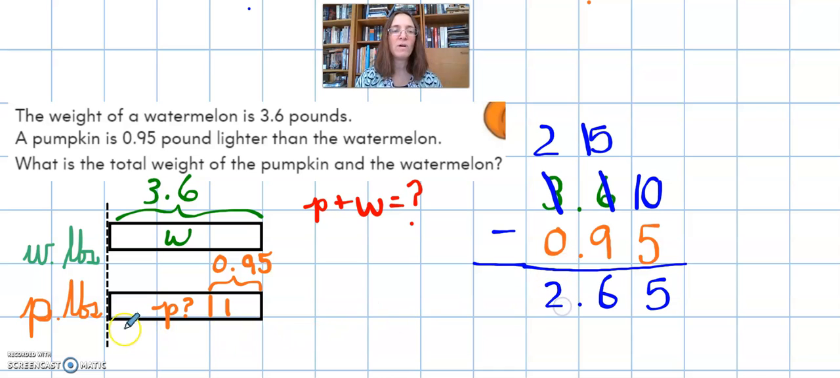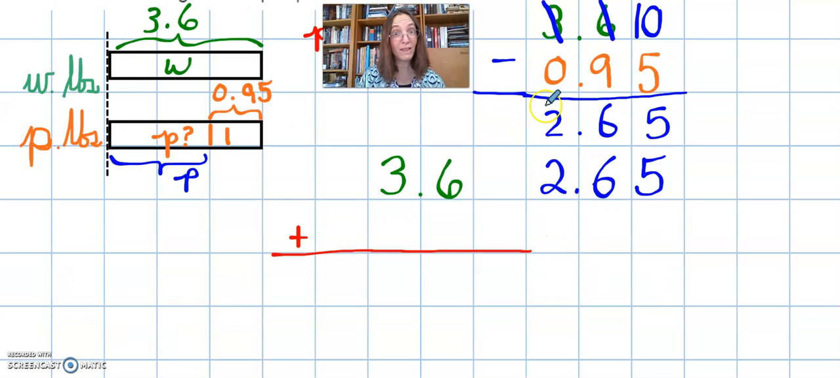Now I know this part right here. This is the pumpkin. But to actually find out the weight of both of them, I have to add 2 and 65 hundredths with 3 and 6 tenths. Gonna write that down for you. Give me a moment. Voila!